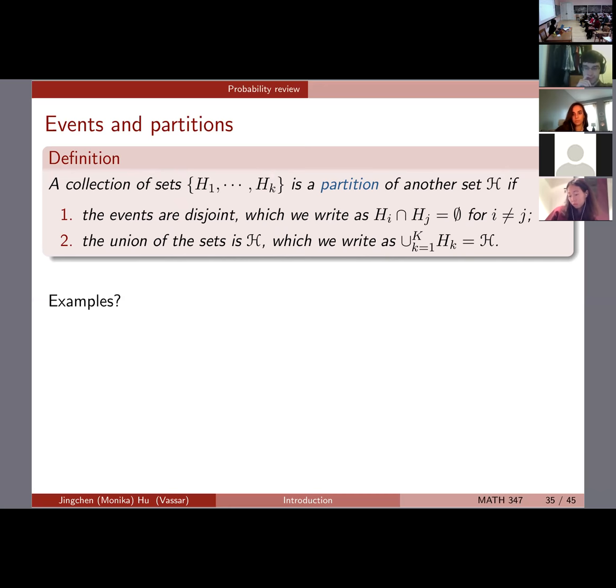But for this part, for the probability, I think it's important to review it at the beginning of the semester. Okay, so events and partitions.